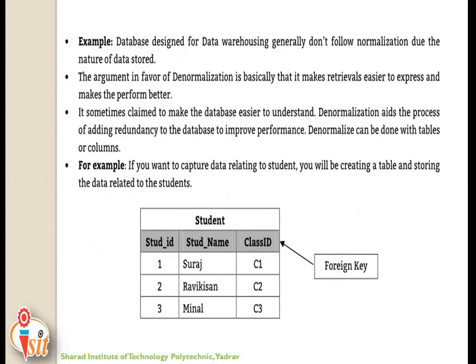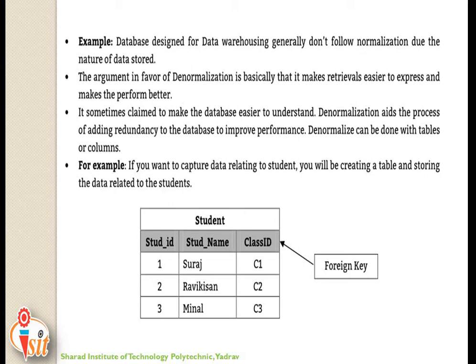Now we will take an example of denormalization. Databases designed for data warehousing generally don't follow normalization due to the nature of data stored. The argument in favor of denormalization is basically that it makes retrievals easier to express and makes the performance better. It's sometimes claimed to make the database easier to understand. Denormalization aids the process of adding redundancy to the database to improve performance. Denormalization can be done with tables or columns.